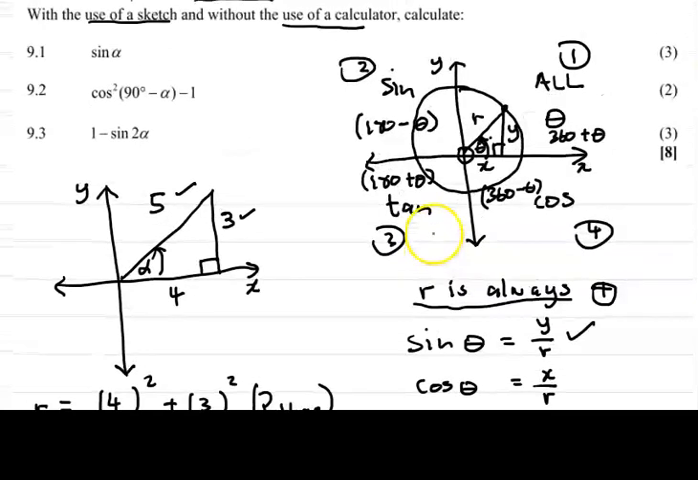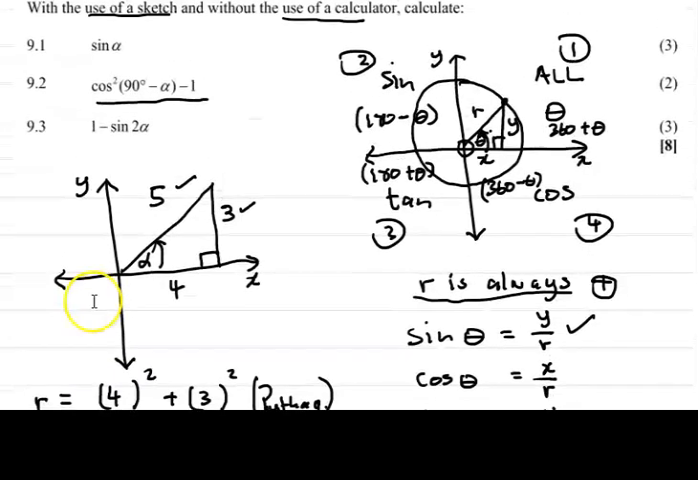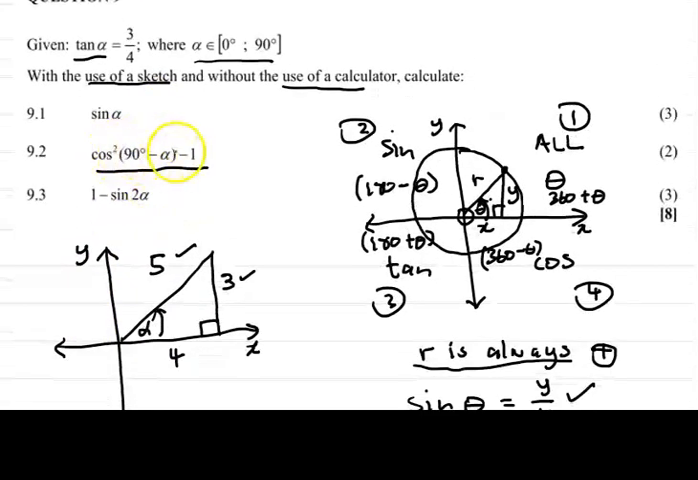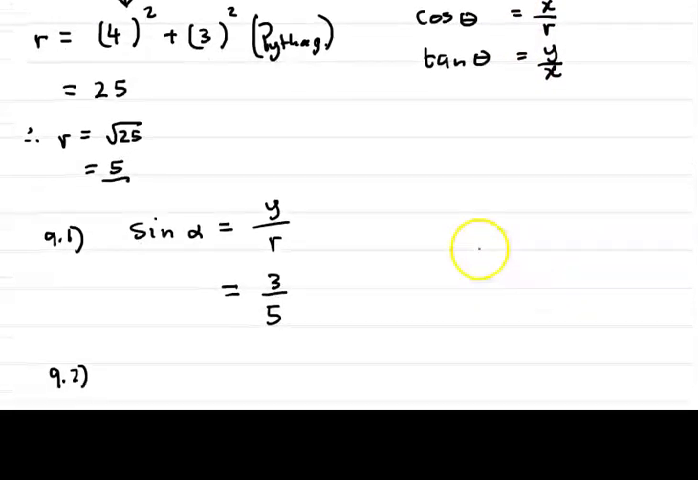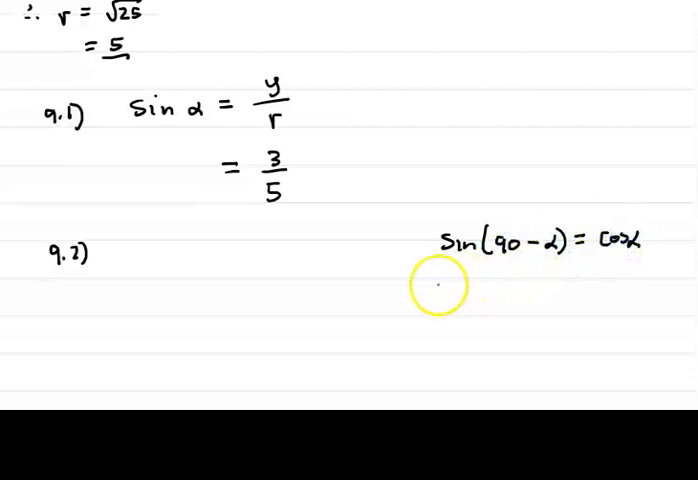The next question is cos squared of (90 minus alpha) minus 1. So we're going to reduce this. For 9.2, cos squared of (90 minus alpha). So what are the ratios that will pop up all the time? The functions will be sine of (90 minus alpha) is equal to cos of alpha. Cos of (90 minus alpha) equals sine of alpha.